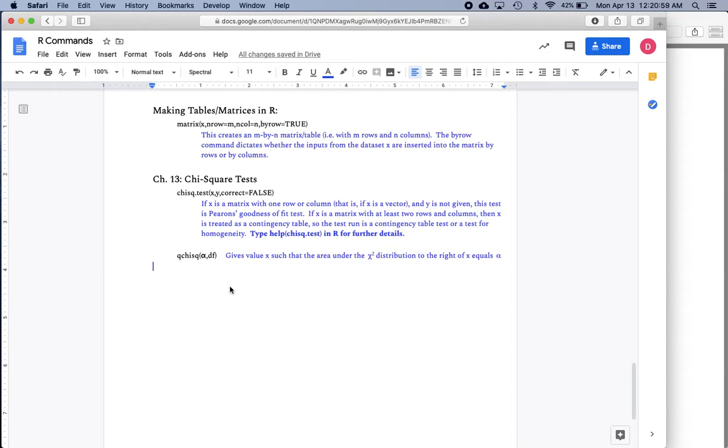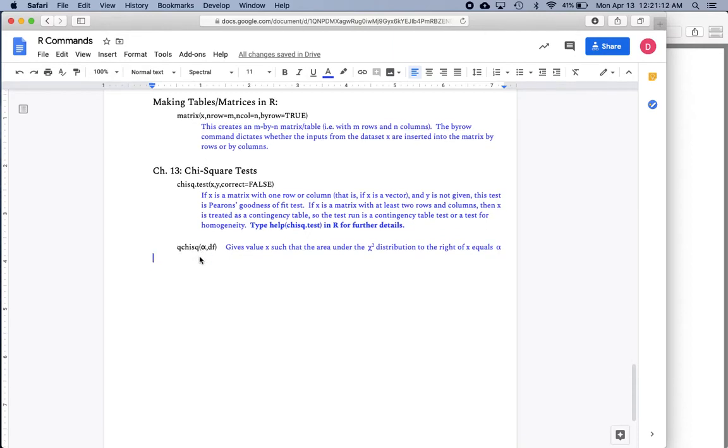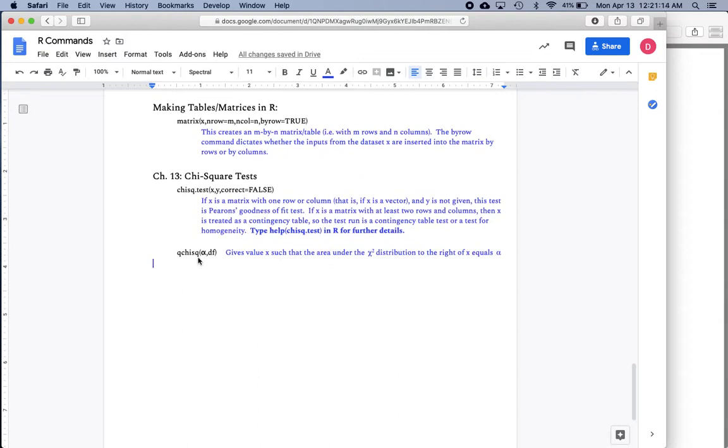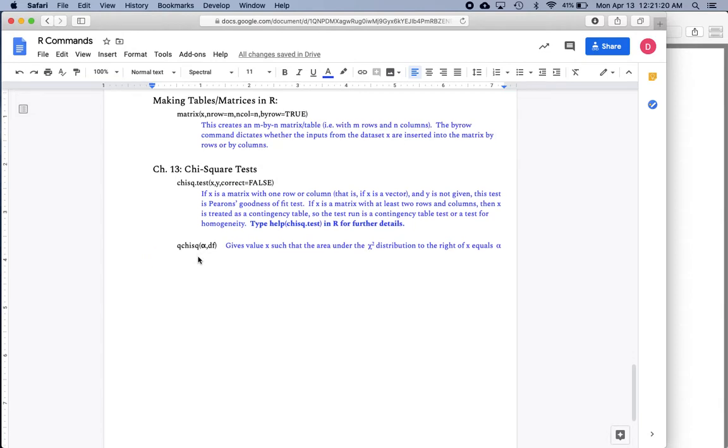Chi-squared tests in R and how to implement those. There's really two formulas that we're going to need. It's chisq.test and qchisq, which gives our critical values. This is the same as qnorm, qt, and qbinom, and those all give us our critical values like we're used to. So we'll talk about that when we need to.